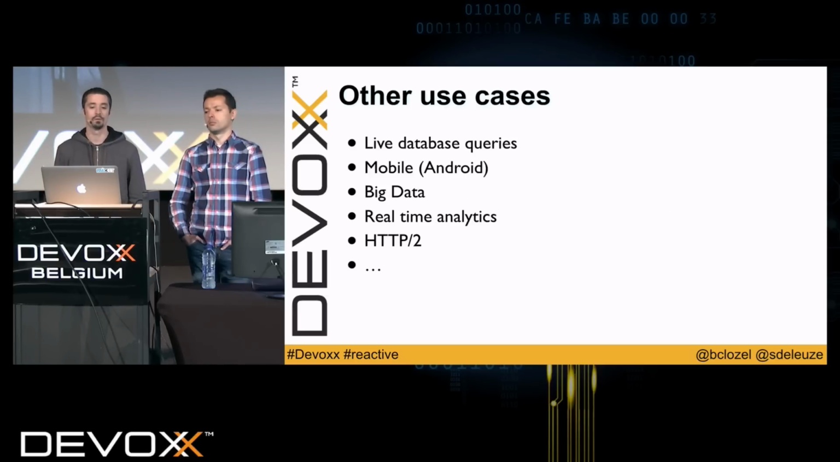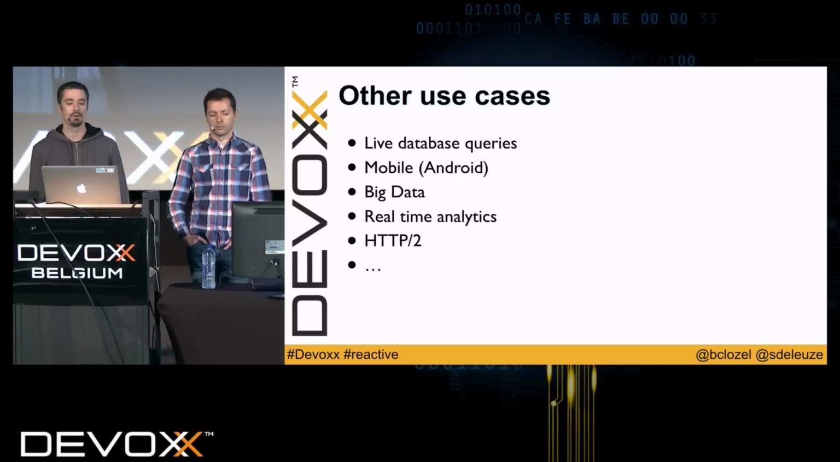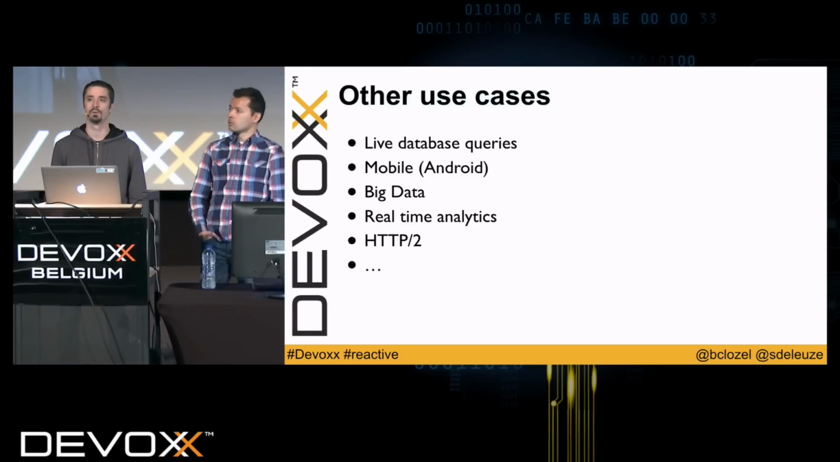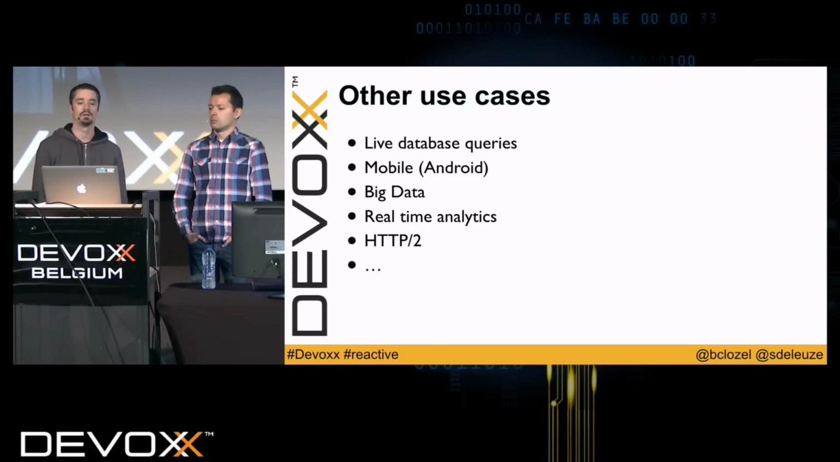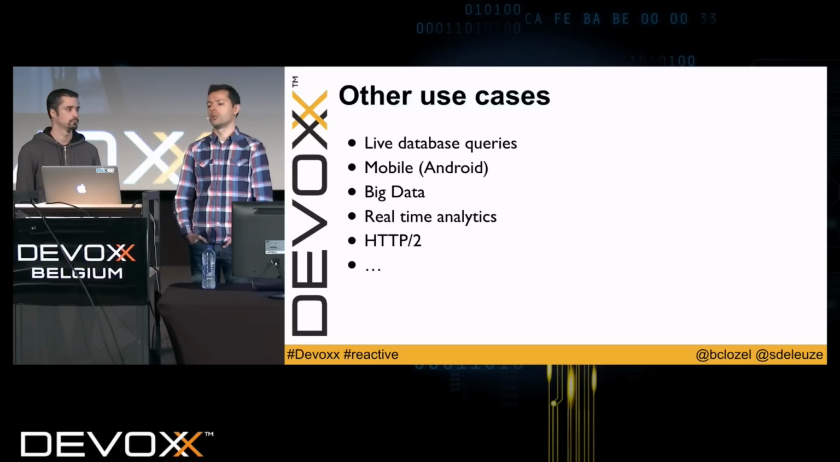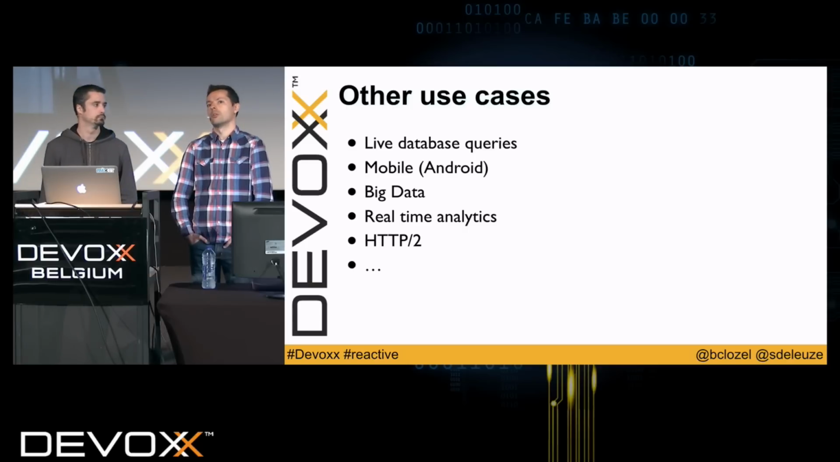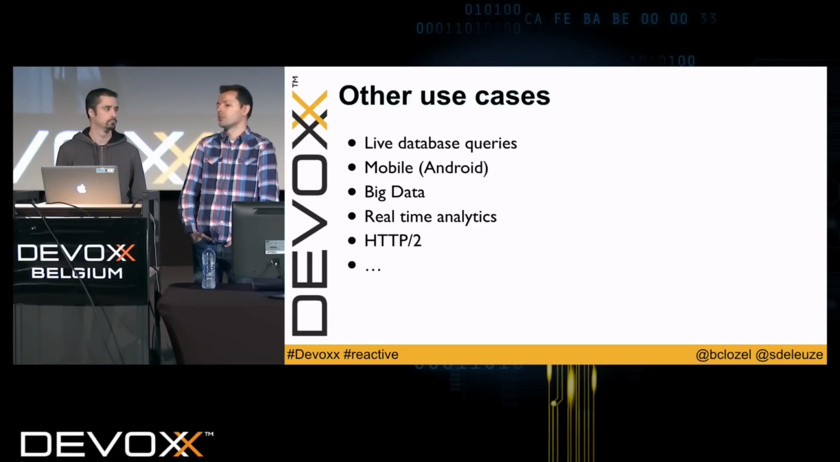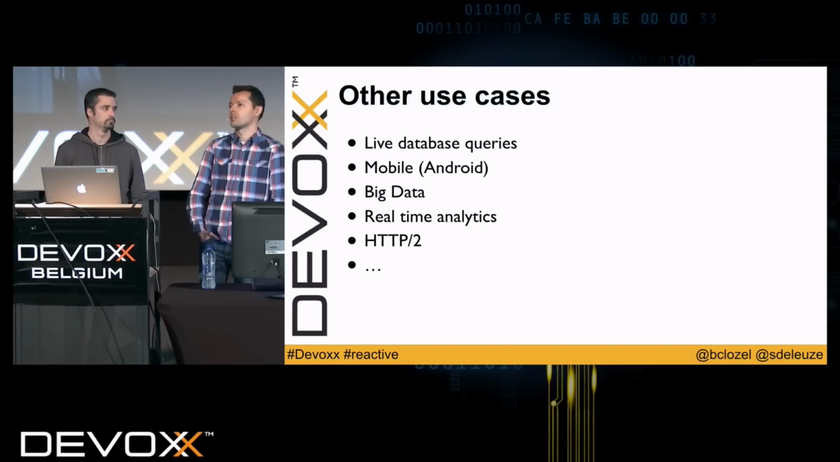There are other use cases like live database queries, mobile, for example for Android UI development, big data, real-time analytics, HTTP2, and many others. So at that point, you're probably thinking that we're doing all of those things today, and wondering, okay, is JDK8 suitable for this? Is the JDK8 API good enough to handle those use cases well?